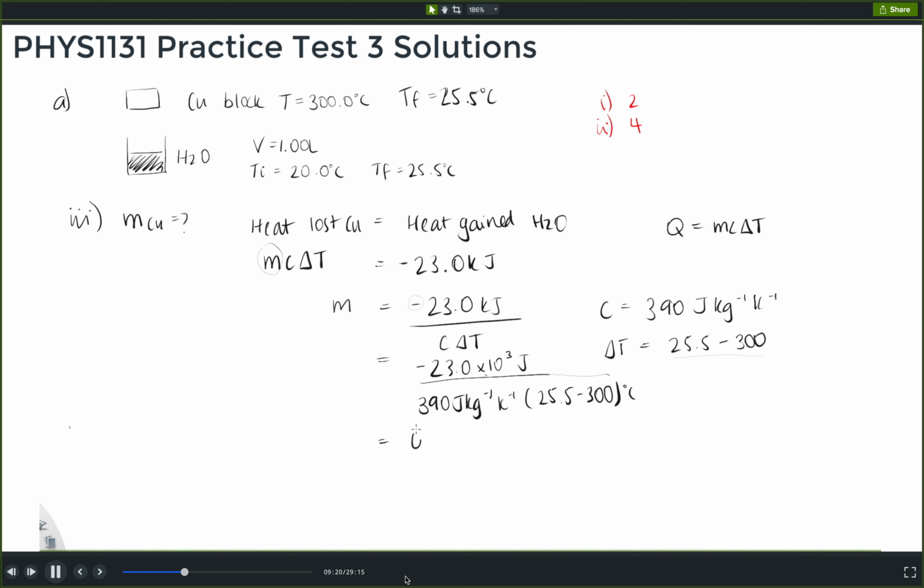And then when you calculate that, you get 0.215 kilograms. For this question, if you were to get to this line here, that is 1 mark. If you were to sub in all the correct values, that's another mark. And then if you get the correct answer, that's 2 marks. So part III is worth 4 marks.